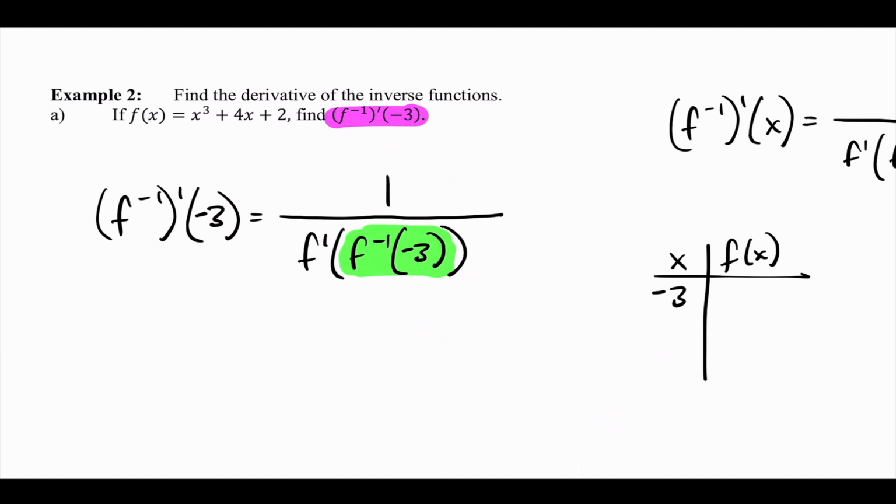What do I get for f of x when I plug in negative 3? What value do I get? How do I do that? Plug in negative 3 for x. All right, do it. See what you get. Tell me what you get.